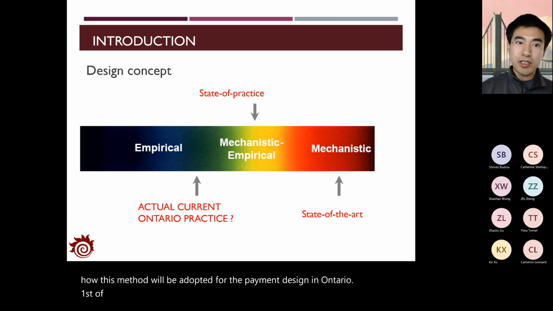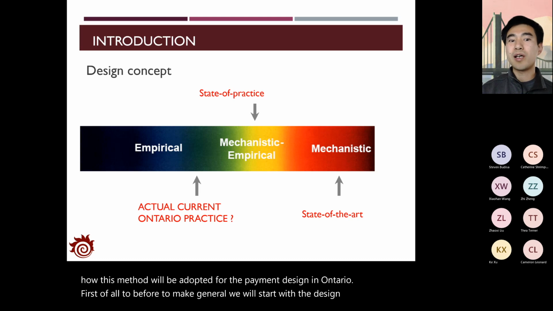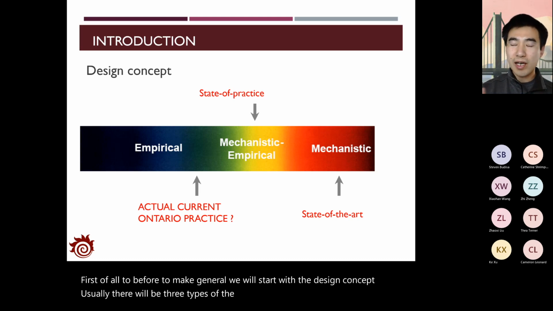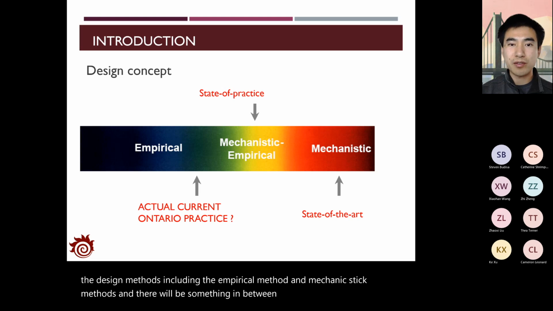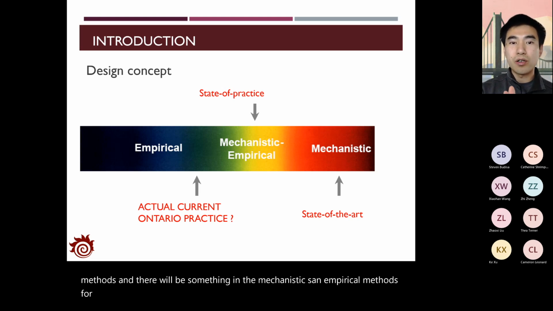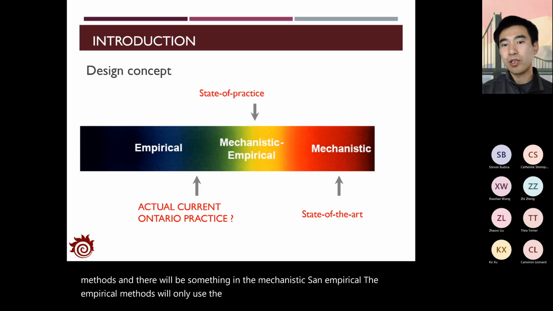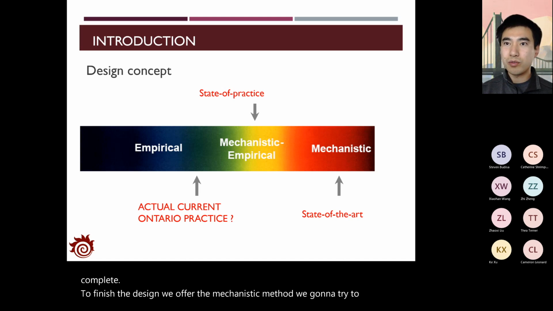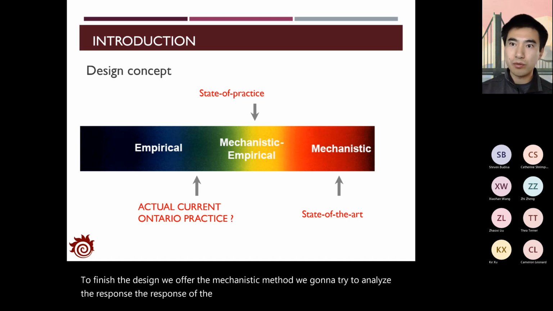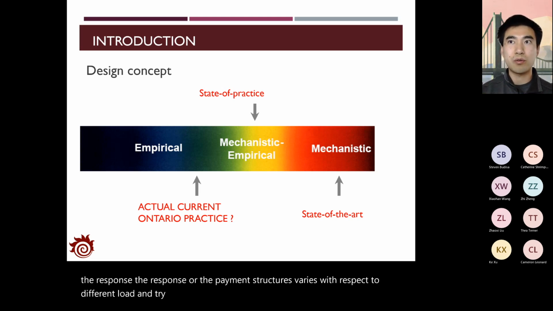First of all, to make it general, we will start with the design concept. Usually there are three categories of design methods, including the empirical methods and the mechanistic methods, and there is something in between the mechanistic and the empirical methods. For the empirical method, we only use experience or historical information to finish the design. For the mechanistic method, we try to analyze the response of the pavement structures with respect to different loads and utilize theoretical features of the materials. And the mechanistic-empirical method, which is something in between, combines both of them.